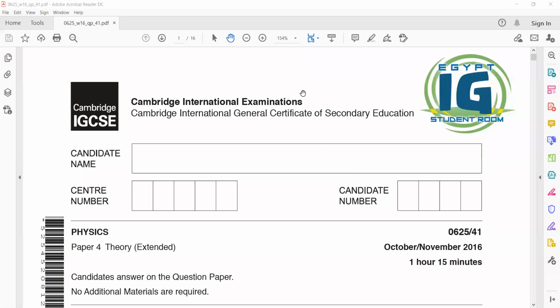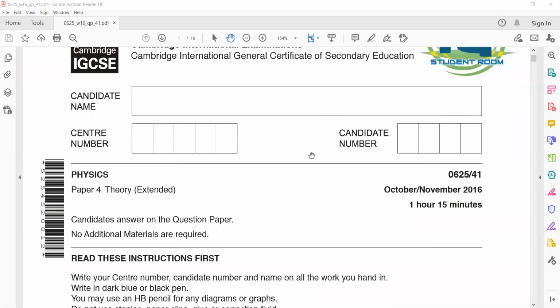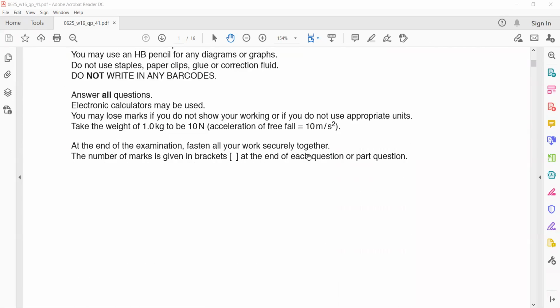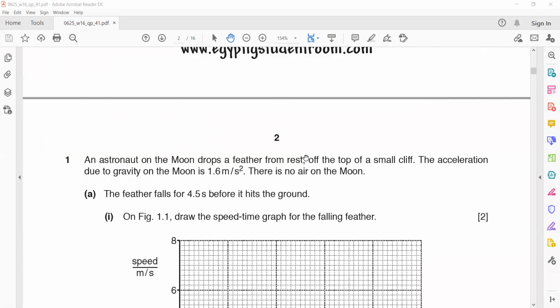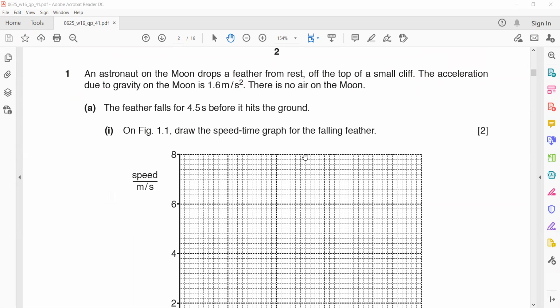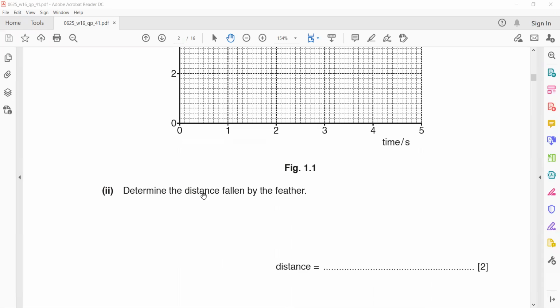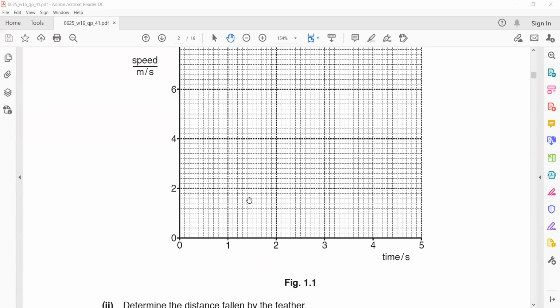This one is October, November 2016, paper 4, variant 1. Question number 1. Is there any doubt in question 1? Any part of this question? Determine the distance fallen by the feather.